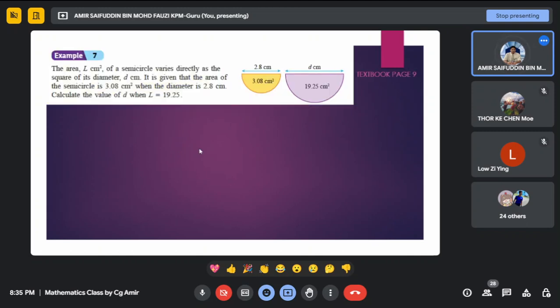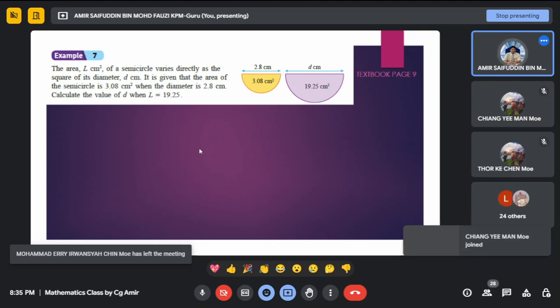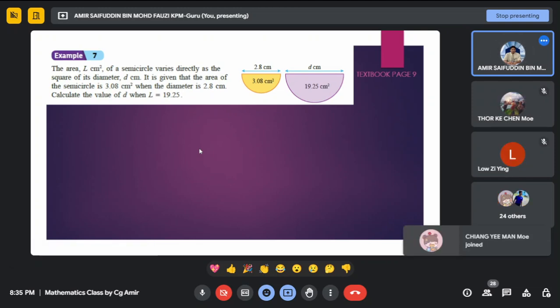Before we continue, this one is an example of direct variation. This is example 7 in your textbook, page 9. Before I continue, if you have any question, you can stop me and ask. So example 7: the area L cm square of a semicircle varies directly as the square of its diameter, D cm.